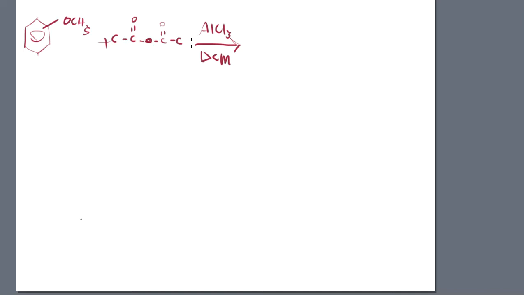I sound kind of crazy if I write down the full structure each time. No one really says that. It's kind of silly. So instead, we just write down acetic anhydride, and we understand that the acetic group is actually on both sides, to the left and to the right, and that's what we have here.